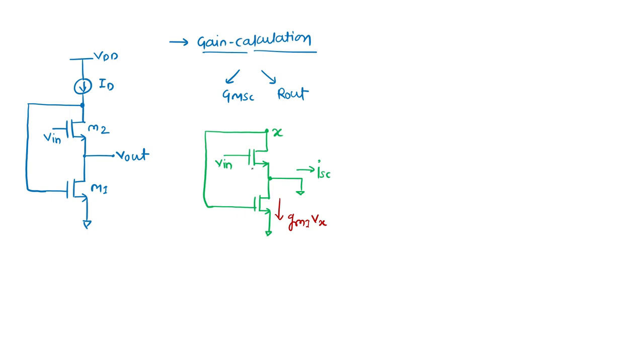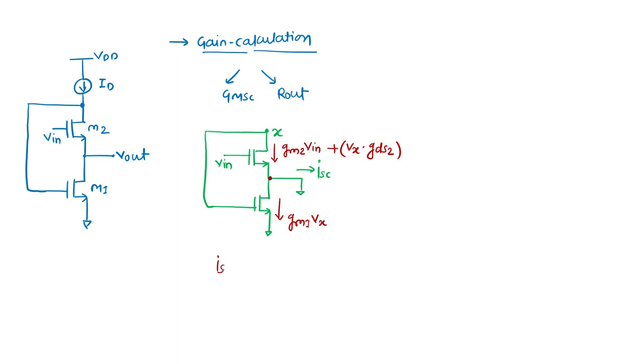Now look from this angle. The source of the upper device is ground because we have shorted it, and the input is still there. One current component flowing through it is GM2 VGS, and since the source is ground, it is GM2 Vin. There is another current component, which is VDS by RDS. I'll write the other component in terms of GDS: VDS, where D is X and S is ground, so this is Vx, and GDS2 is simply 1 by RDS2.